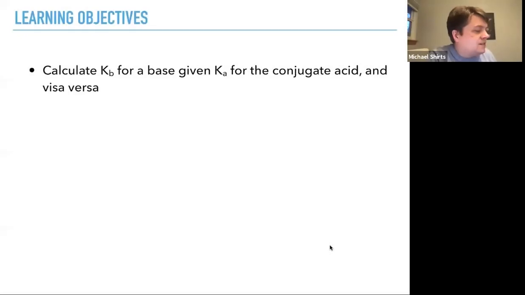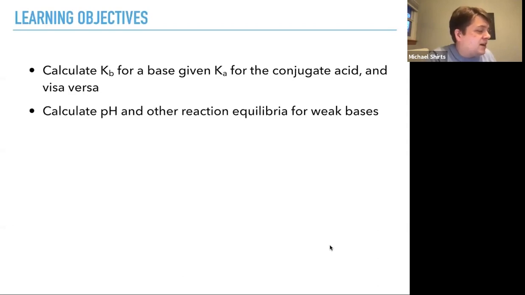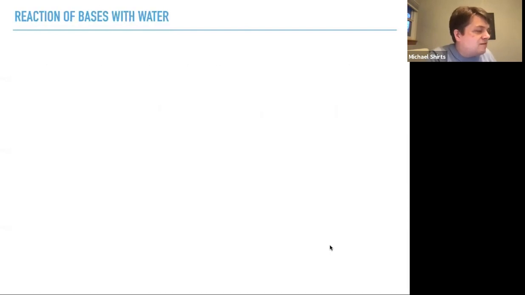The learning objectives for this segment are to calculate Kb for a base given the Ka for the conjugate acid and vice versa, and calculate pH and other reaction equilibria for weak bases. So, a reaction of bases with water.